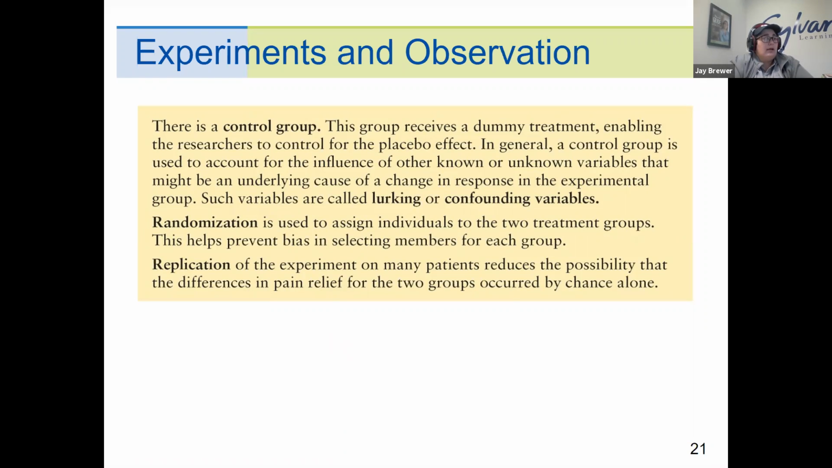Okay, so we know we have a control group. This is the group that receives the dummy treatment, or the placebo effect. In general, a controlled group is used to account for the influence of other known or unknown variables that might be an underlying cause of a change in response in the experimental group. Some of those causes are often called lurking or confounding variables.